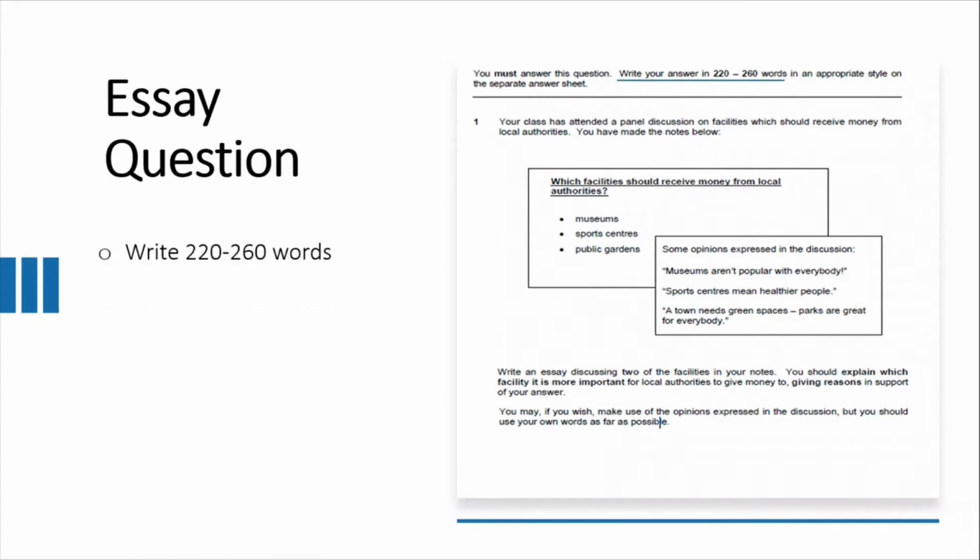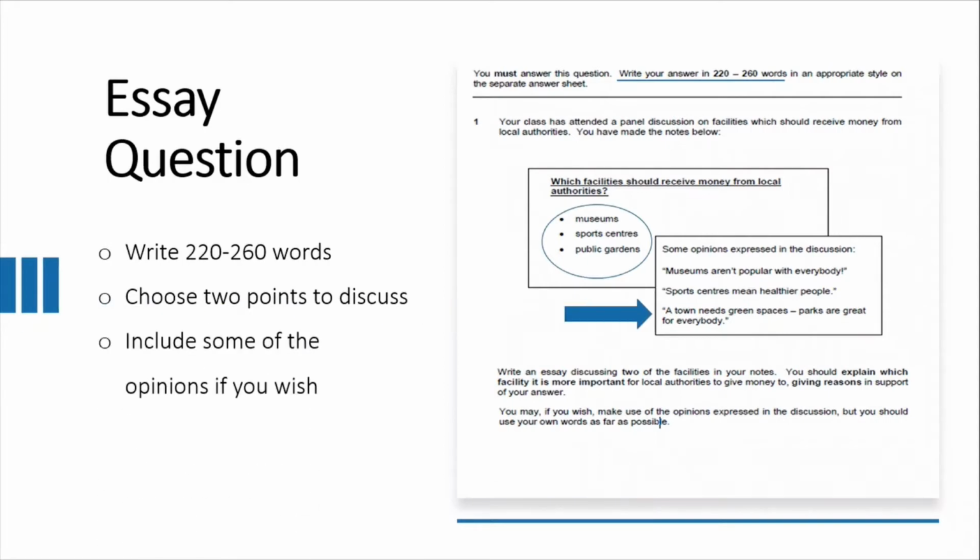What the question asks you to do is to write 220 to 260 words. You need to consider 2 points out of 3 to discuss. You can also use some of these opinions which other people have given about this particular topic. And then finally, you need to decide which of these is more important for local authorities to give money to. And you must justify your reasons for this.